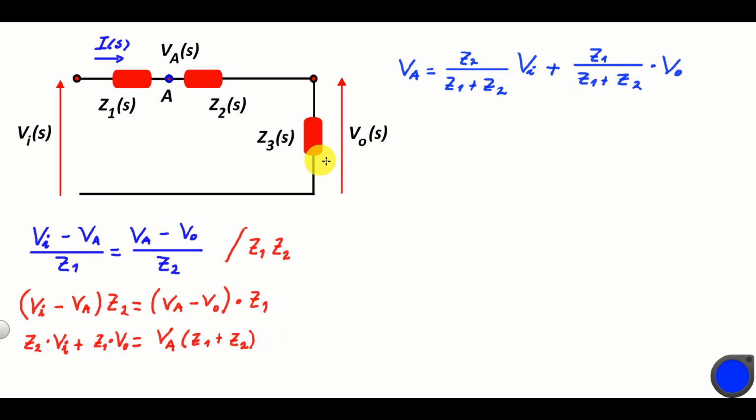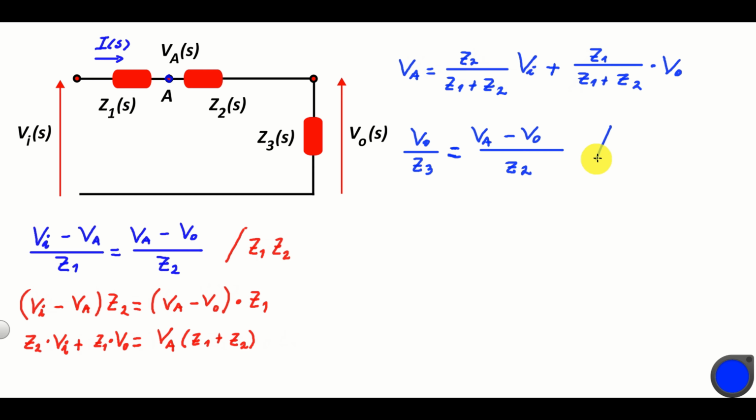Next, let's focus on this part over here. By using Ohm's law, we can write VO over Z3 is equal to VA minus VO over Z2. From this equation, we need to express VA, and then we can substitute the expressed form of VA inside of this equation. So let's do that.